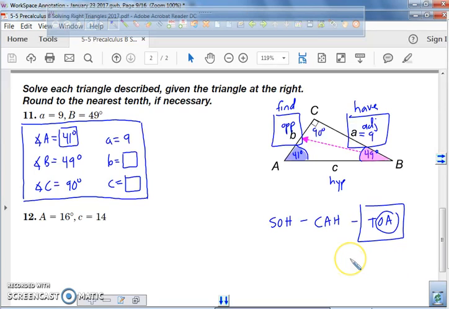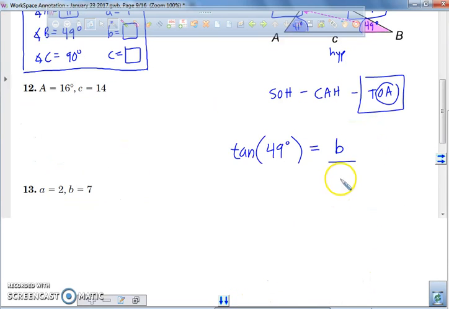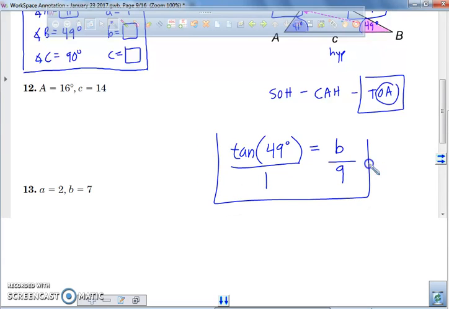We draw the arrow to label our opposite side. Then we figure out, what do I have? What do I need? We have the 9. What do we need? The opposite side. So here we go. You're going to write the tangent, everybody, of what angle? The tangent of the 49-degree angle equals my opposite side, which is lowercase b, over my adjacent side, which is 9. And just place this over a 1.